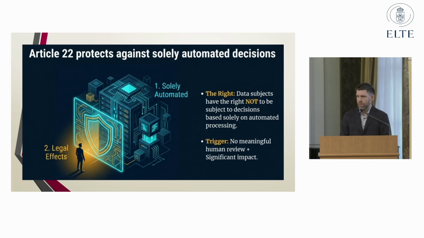Now, what happens when automated means or automatic decision comes onto the playing field? GDPR has a special article, Article 22, which protects individuals against solely automated decisions. They have a right not to be subject to decisions based solely on automated decision-making. This is triggered when there is no meaningful human review, and it has a significant impact on the data subject, a very significant impact on our private lives. In these cases, the GDPR says that the data subject has the right not to be subject to these decisions, so basically it has to be interpreted that these data processing operations are forbidden.